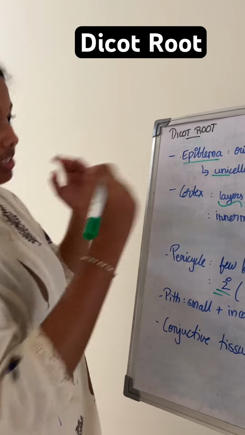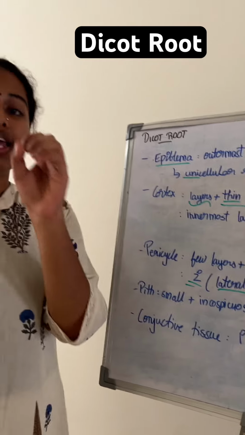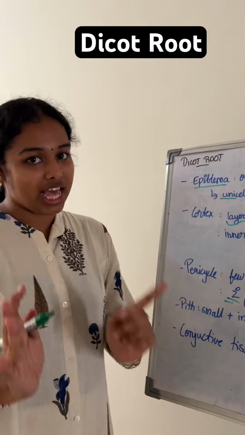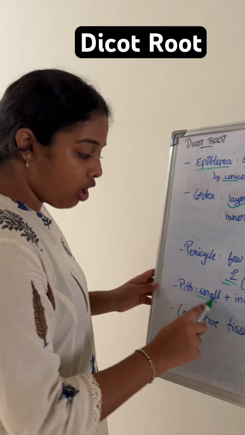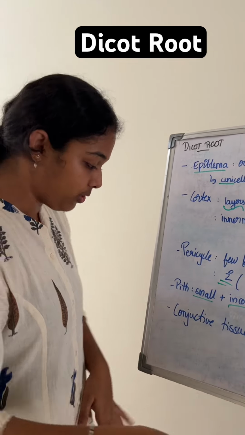Okay, the next layer would be the pith. Pith is small and inconspicuous. Please refer to the diagram in the textbook, it will make you understand easier. It's like a mass of cells accumulated in the center. It is small and inconspicuous, which is contradictory to monocot root.